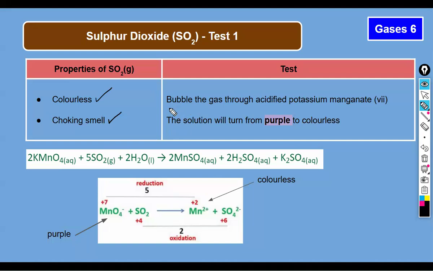What you want to do is take the sulfur dioxide and bubble the gas through acidified potassium manganate(VII). Last term, I spent a lot of time explaining potassium manganate(VII), right? We spent a lot of time on that. What will happen? Potassium manganate, right, is naturally purple in color. And what it will do, if sulfur dioxide is present, it will change it from purple to what? Colorless. So the potassium manganate will lose its purple color.